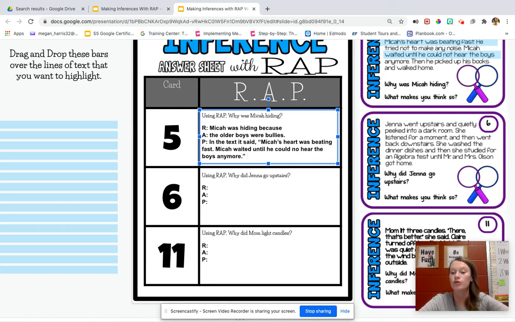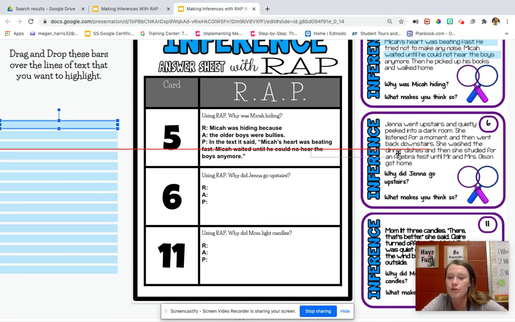Okay, let's do number 6. Same thing. Good readers read the question first. Why did Jenna go upstairs? Now, this one's kind of a hard one. On our test that we took last week, we kind of struggled with this one. And that's okay. So we're going to walk through this one too. Jenna went upstairs and quietly peeked into a dark room. She listened for a moment and then went back downstairs. She washed the dinner dishes and then she studied for an algebra test until Mr. and Mrs. Olson got home.